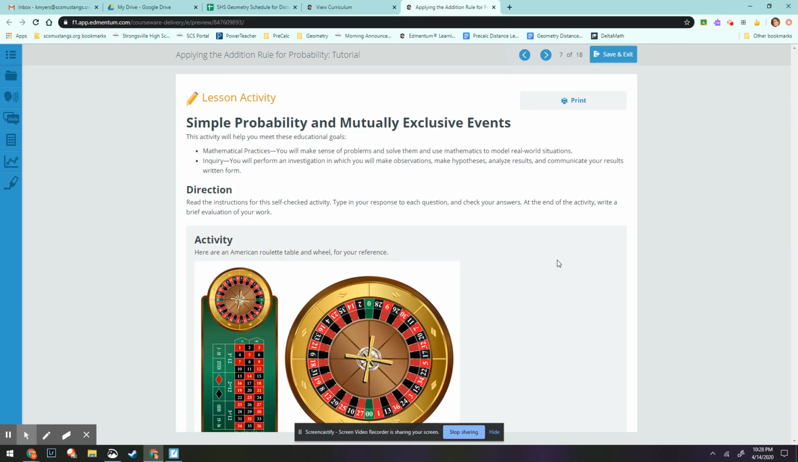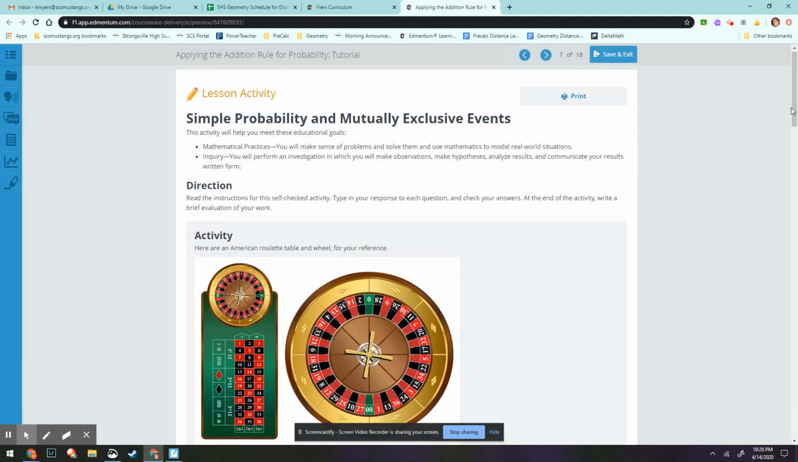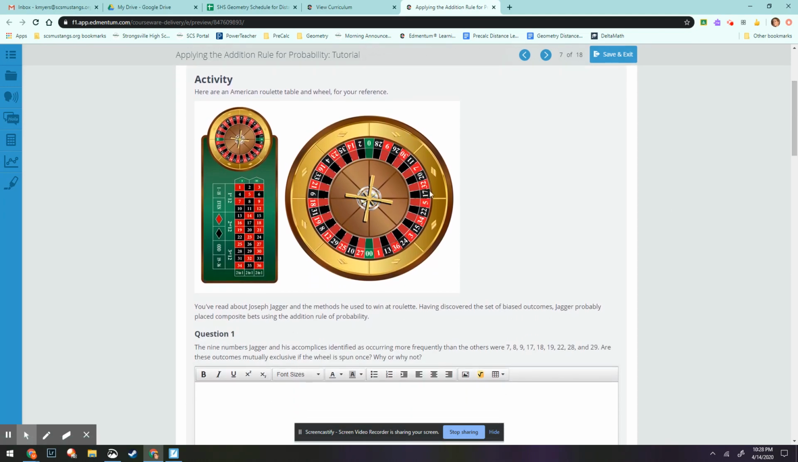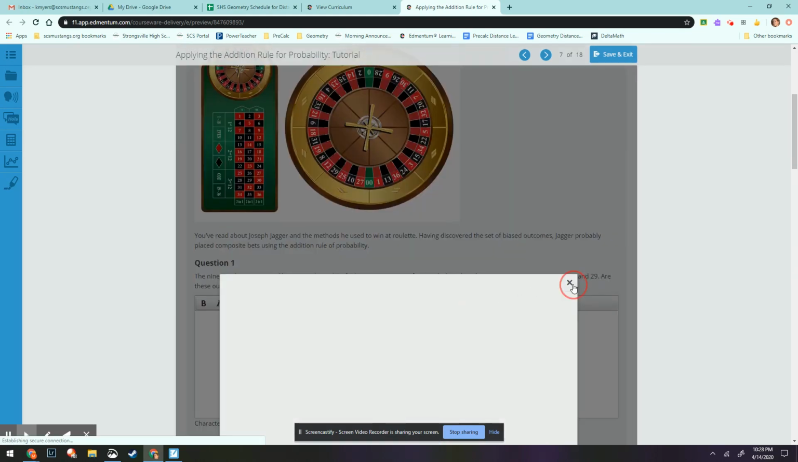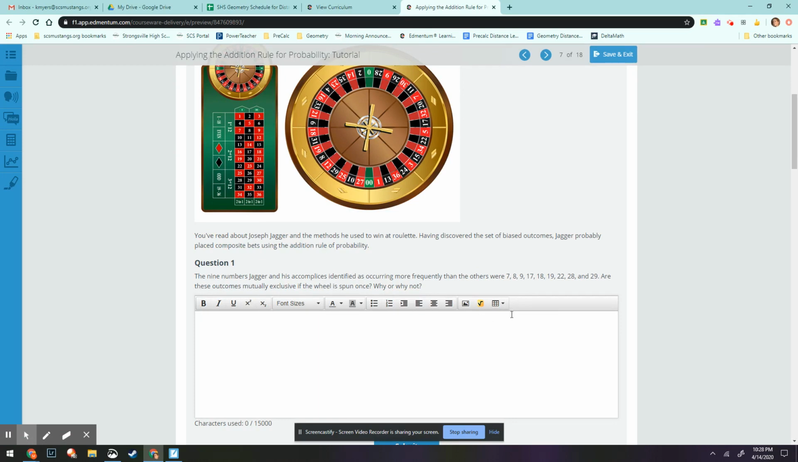Let's just move on and we'll get to this activity and then it will make a little bit more sense. So here is a better picture of the roulette board, and there's a close-up of the wheel. This is an American one. For this question, what they want us to do is say, okay, the 9 numbers that Jagger and his accomplices, this is the story that we didn't read, identified as occurring more frequently were these 9 numbers. Are these mutually exclusive if the wheel is spun? Remember, mutually exclusive means they cannot both occur. So in this case, I would say yes, because you can only roll one number at a time.